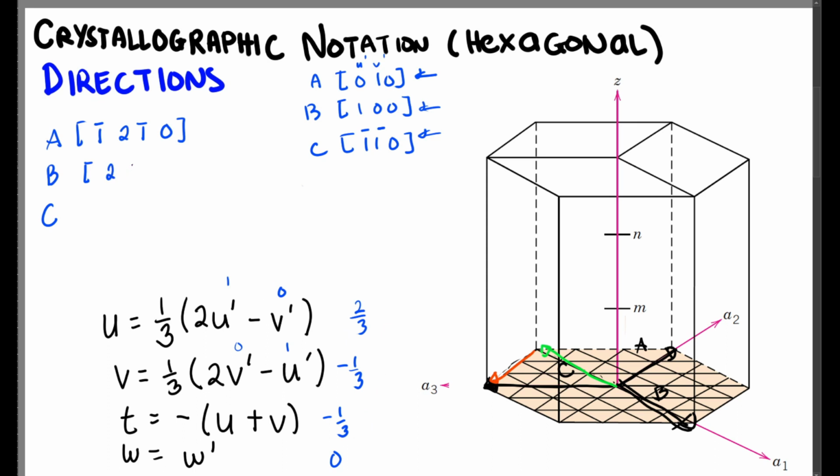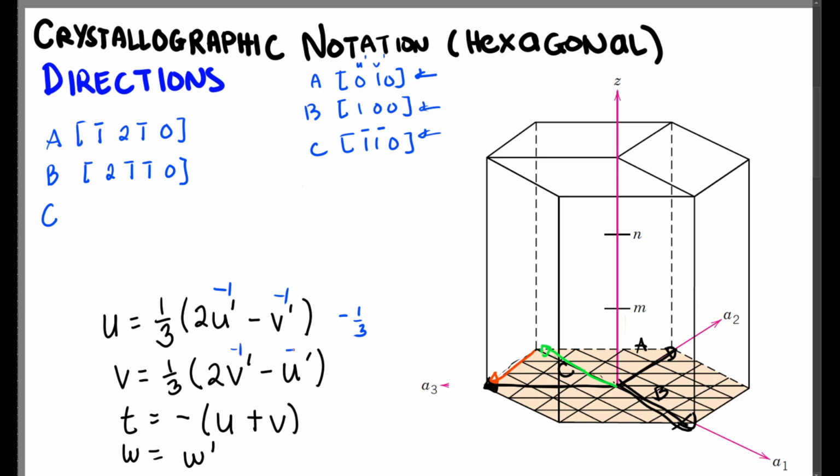We have 2, 1 bar, 1 bar, 0. And lastly, for the capital C direction, this one here, we have 1 bar, 1 bar for u prime and v prime respectively. So this is negative 1, negative 1. So 2 times negative 1, negative 2 minus negative 1. So negative 2 plus 1 is negative 1. This is negative 1/3.